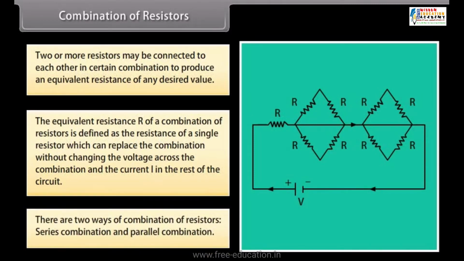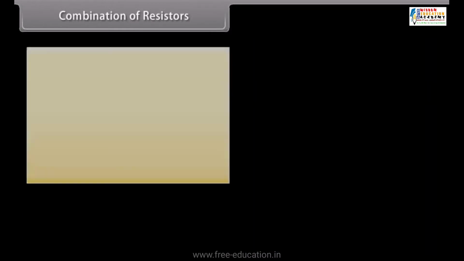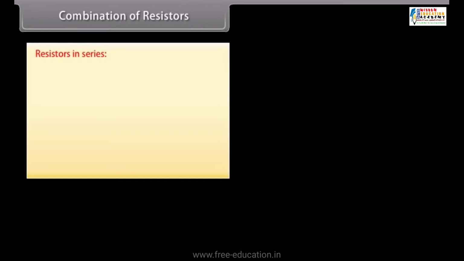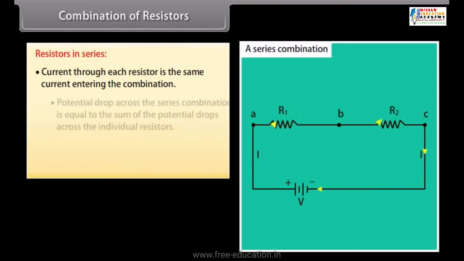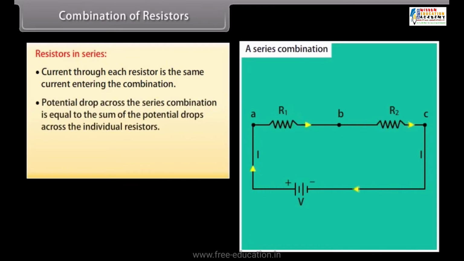There are two ways of combination of resistors: series combination and parallel combination. Resistors in series. Current through each resistor is the same as the current entering the combination. Potential drop across the series combination is equal to the sum of the potential drops across the individual resistors.